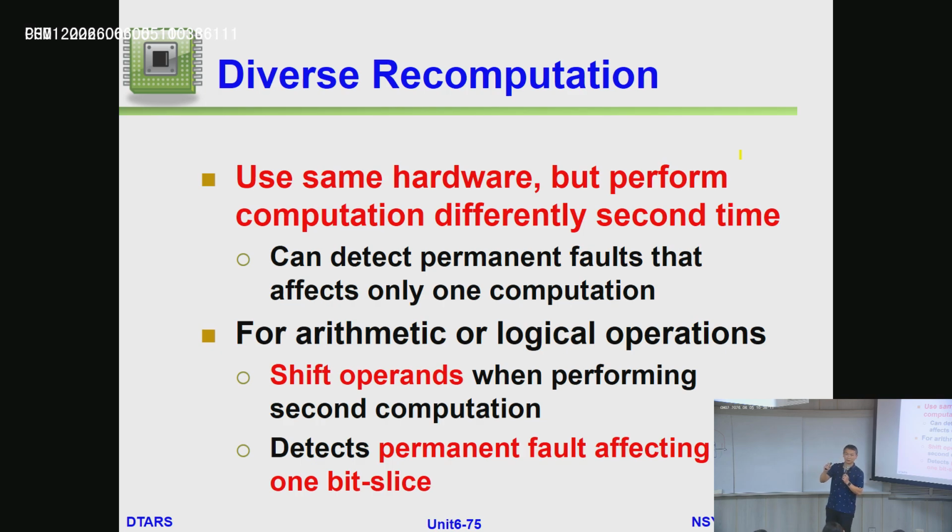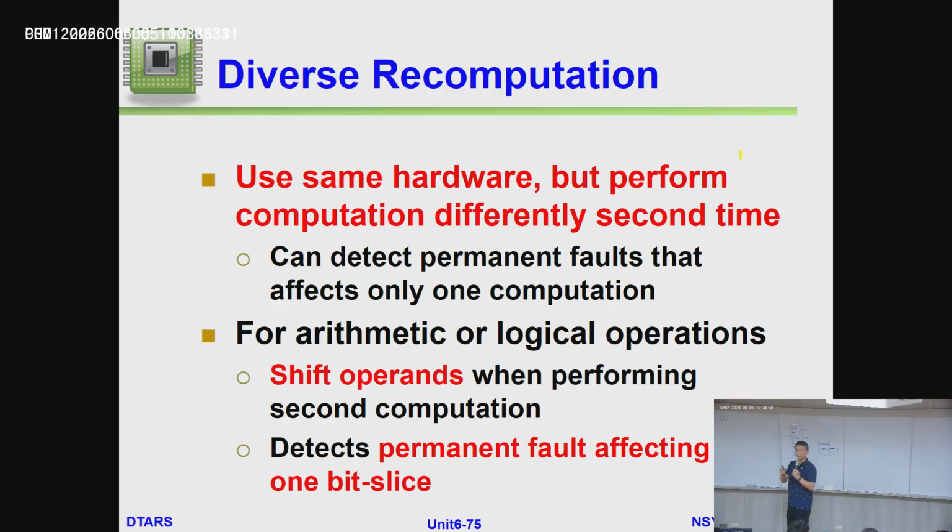Do you have any solution that you think makes it possible for time-based redundancy to also detect permanent faults? Actually, it is possible if we use diverse recomputation. The idea is that for time-based redundancy, we always assume that if we repeat the operation, it is exactly the same. That is our assumption.